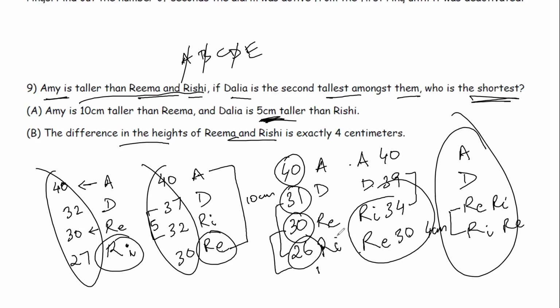It could be Rishi also, it could be Rima also. Taking both together, so it's not answering the question. The answer is E, cannot be solved. Got it? Very technical, but it's an interesting question, a time waster really, but you'll have to work it out this way, and you have to really work it out fast.